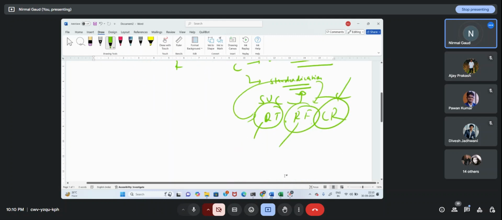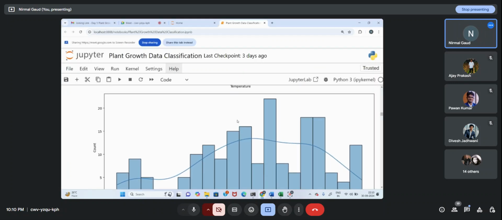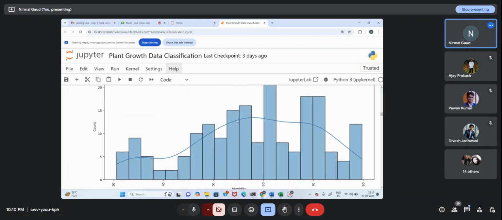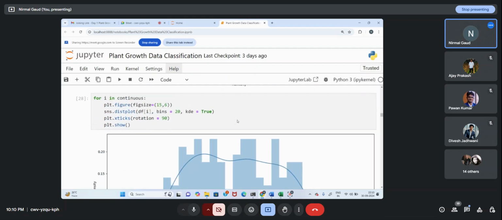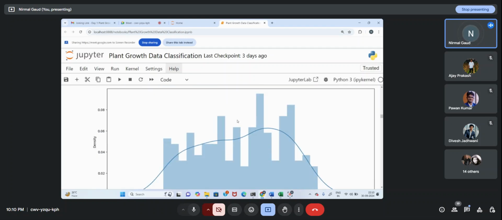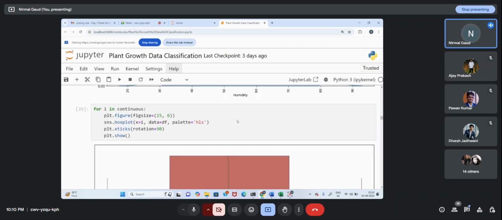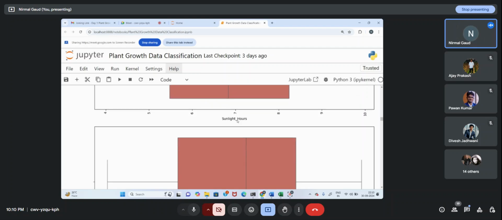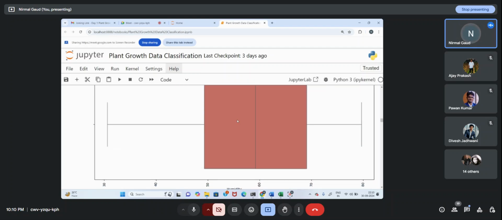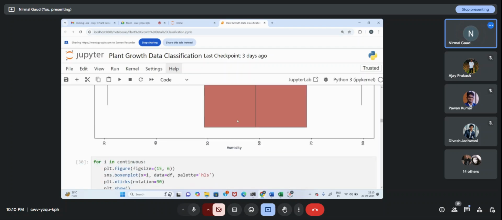What is the demand? Now here is the distribution. This distribution plot, histogram, box plot. Here is a box plot. I don't see any outliers present in the data. The data is also only 193 rows, so there is no outlier present in the data.